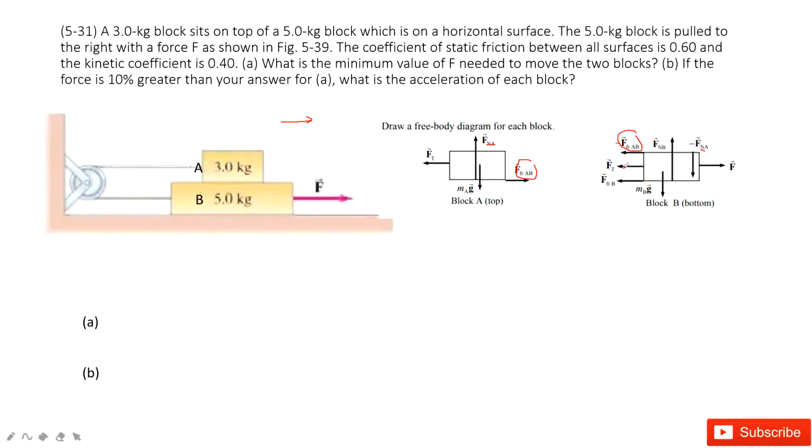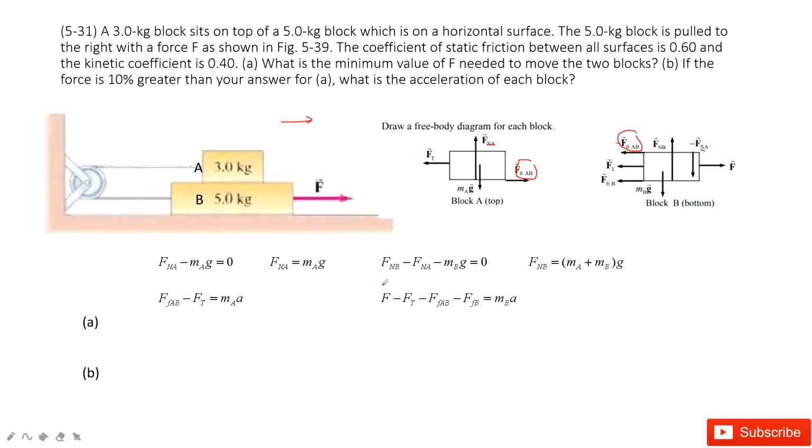So now we can write equations by considering Newton's second law. For object A, we have the normal force minus gravity equals zero, so the normal force just equals the gravity because there is no motion in the y component. Then in the horizontal component, we have the friction minus the tension equals mass times acceleration, right? Then we look at object B. For object B, in the y component, the normal force minus gravity minus this FNA equals zero. And then in the x component, we have F minus the tension minus the friction FB and minus the friction AB equals mass times acceleration. So now we have written all the equations.